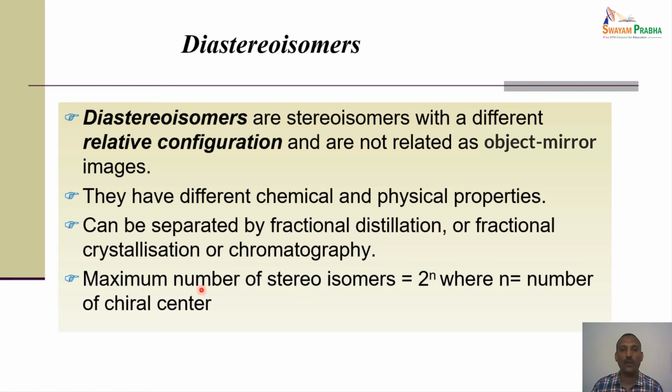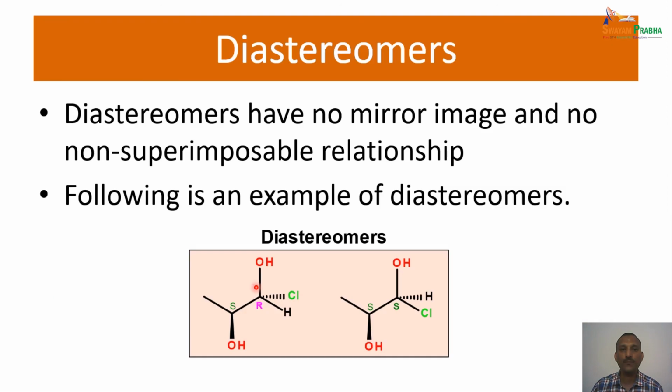And if you look at the number of stereocenters, if there are n chiral centers, we can expect 2 to the power n stereoisomers. As I mentioned, diastereomers have no mirror image relationship and they are also non-superimposable. So here we have an example of diastereomers. In the first compound we have an R configuration in one of the stereogenic centers and an S configuration in the other stereogenic center.